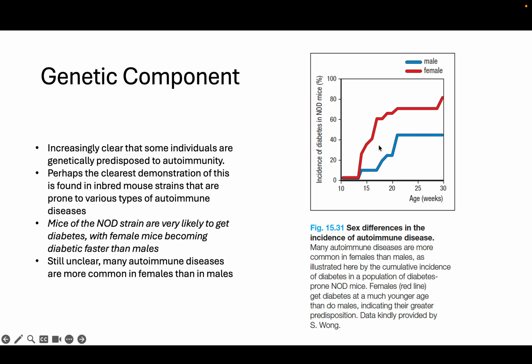So we see here that by the age of 25 weeks, you have almost 80% of your female mice having type 1 diabetes. So you see that there's a genetic component, that almost all these mice are getting it, and they have exactly the same genetic material. It's definitely something genetic.